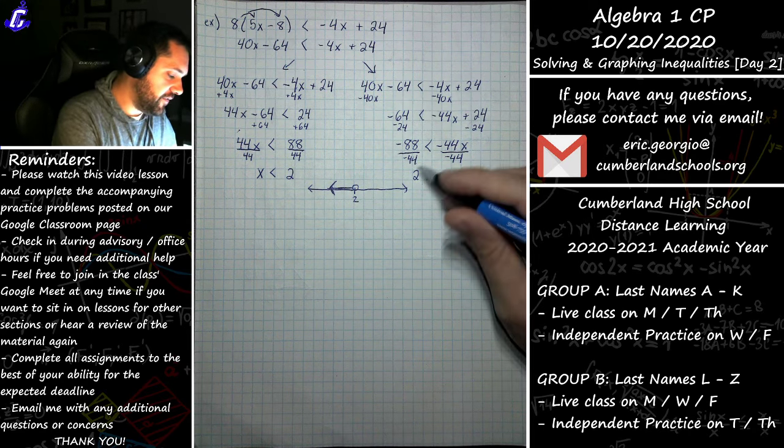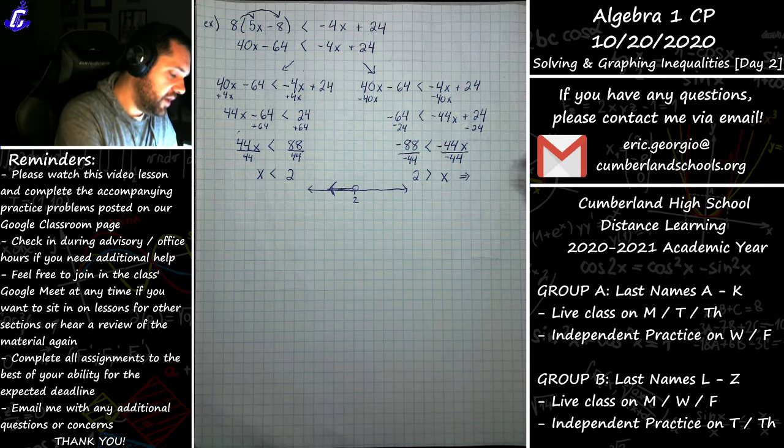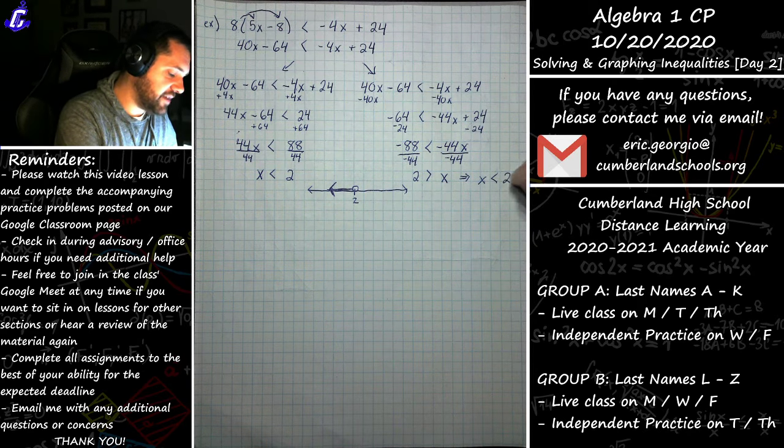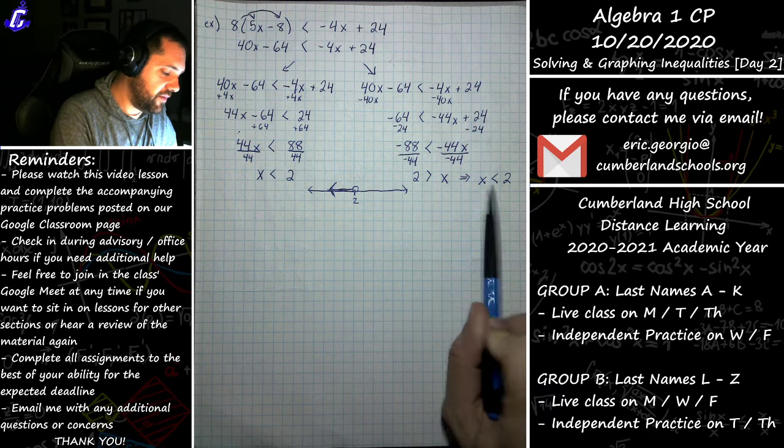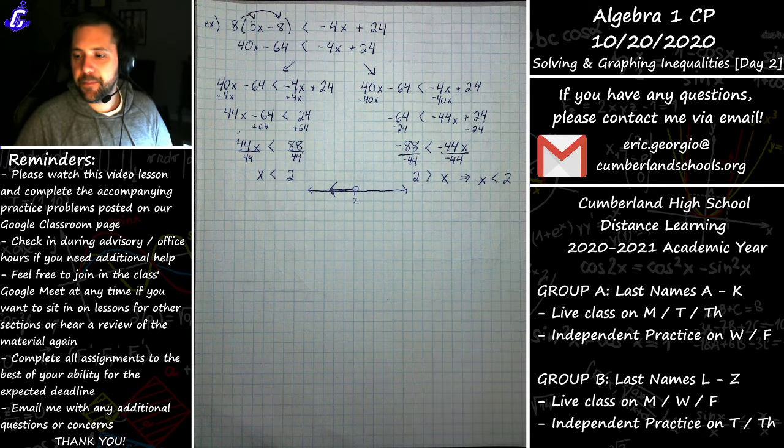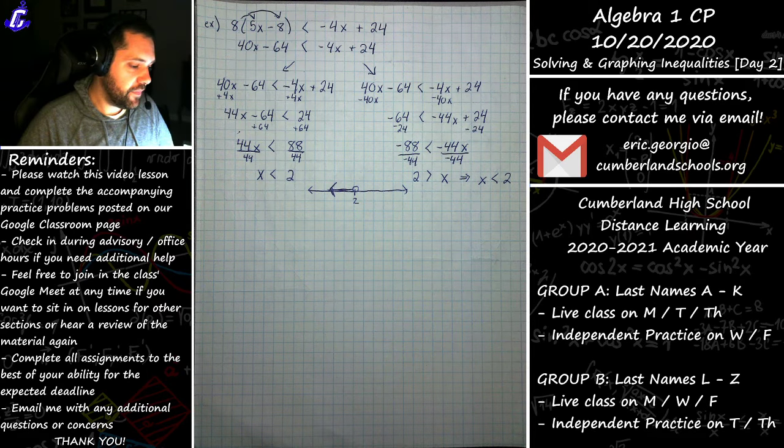If you actually wanted to flip this around to make it a little more comfortable, you could certainly write this as x is less than 2. If you notice, as long as the inequality faces the larger value, it's equivalent. You might be more comfortable writing it that way. Hopefully that makes sense. Let's do another one.